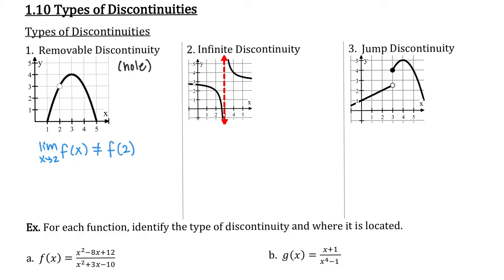The next one is an infinite discontinuity. I can see the discontinuity here. It made an asymptote. Okay, in terms of limits, what does this mean? This means the limit as x approaches 3 of f of x does not exist. Why? Because it's infinite or unbounded. And that's why it's called an infinite discontinuity. And again, this happens at vertical asymptotes.